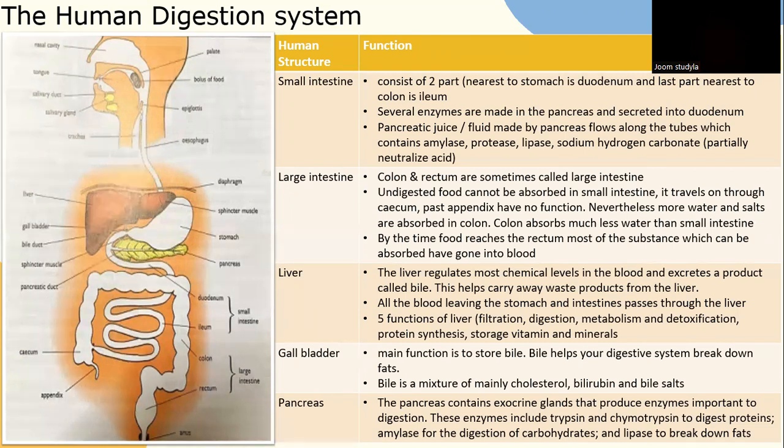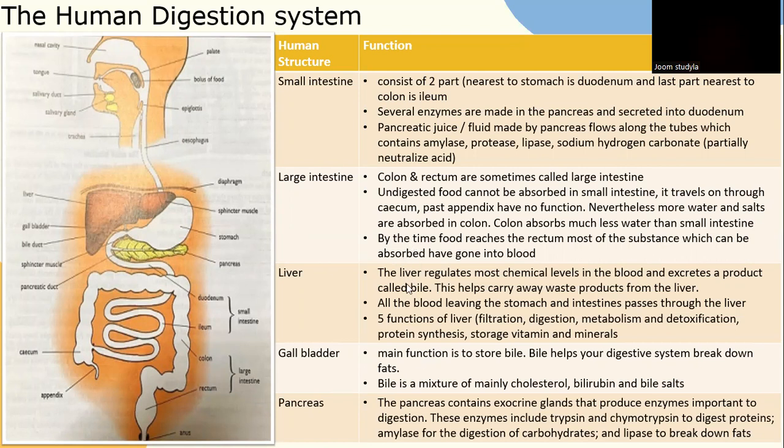neutralizes acid. The colon and rectum are sometimes called the large intestine. Undigested food cannot be absorbed in the small intestine. It travels on through the cecum. The appendix has no function. Nevertheless, more water and salt are absorbed in the colon, though it absorbs much less water than the small intestine. By the time food reaches the rectum, most of the substances which can be absorbed have gone into the blood.